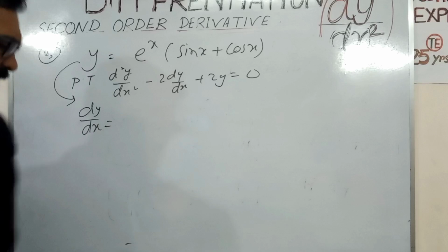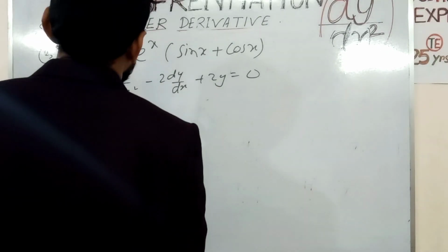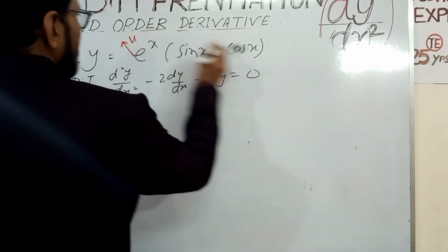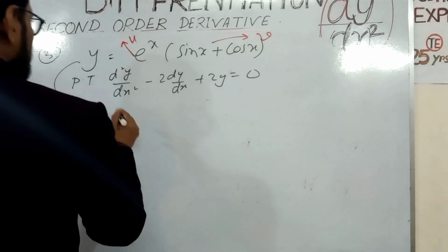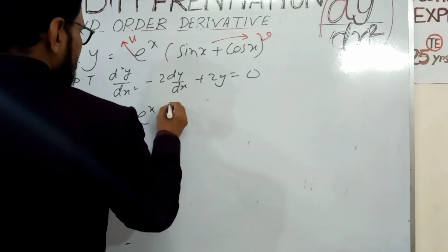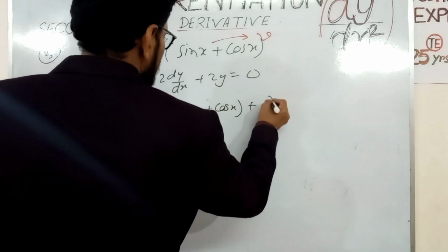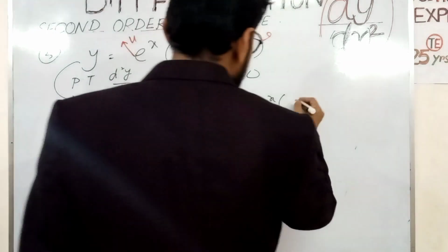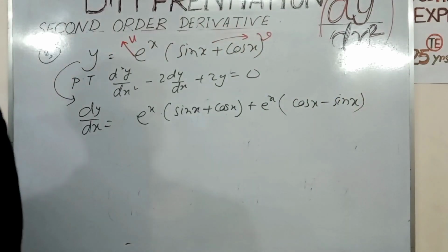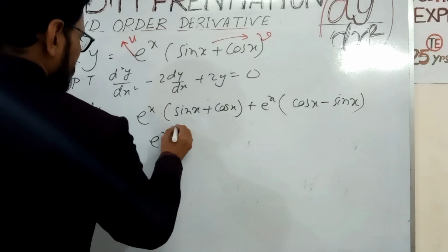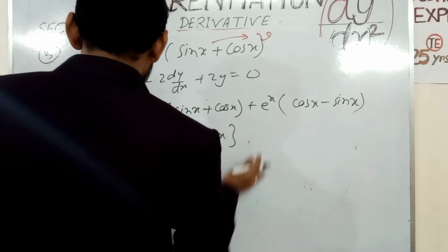dy by dx equals, using the uv rule, this is u and this is v. The derivative of e to the power x is e to the power x, then this is constant, and the derivative of this is cos x minus sin x. If we take e to the power x common, we get sin plus cos, sin cancels, so 2 cos x. So this is dy by dx.